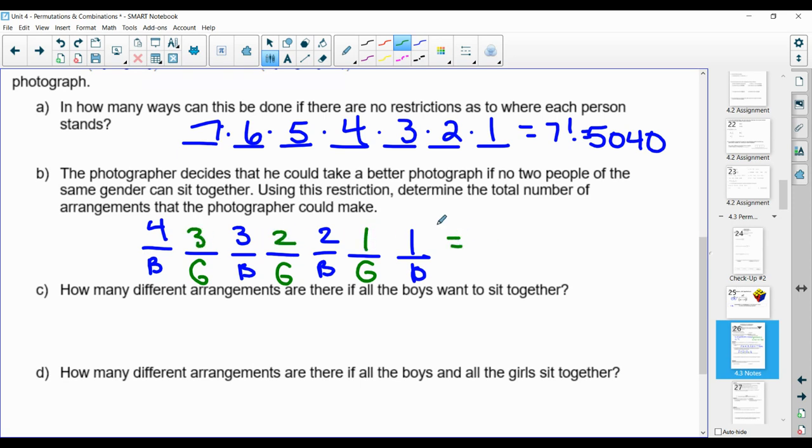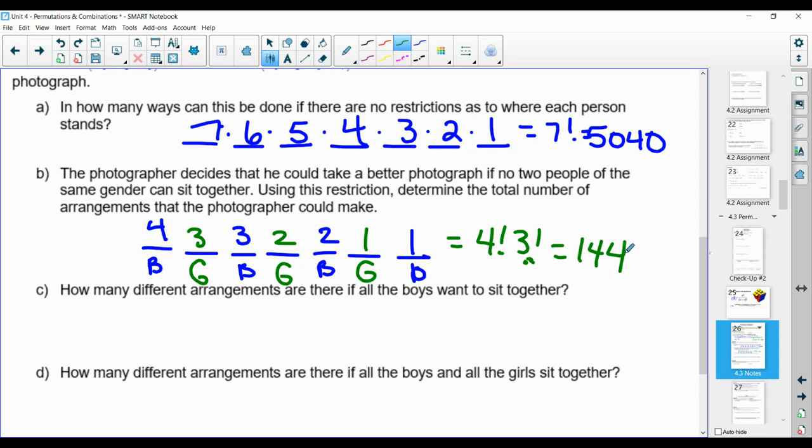Now we can also consider it this way. There are 7 people, but we need to have the guys and the girls alternating. So the guys can be arranged 4 factorial ways. The girls can be arranged 3 factorial ways, which gives us a total of 144.